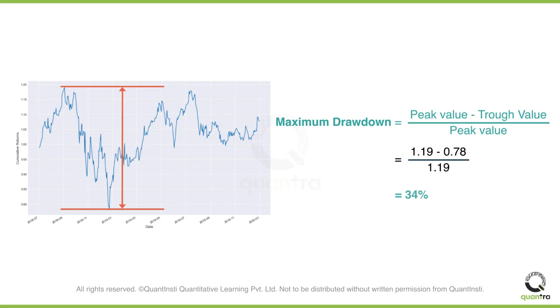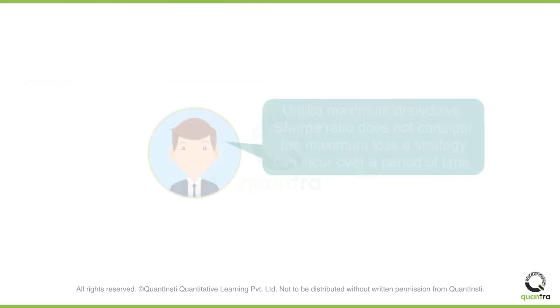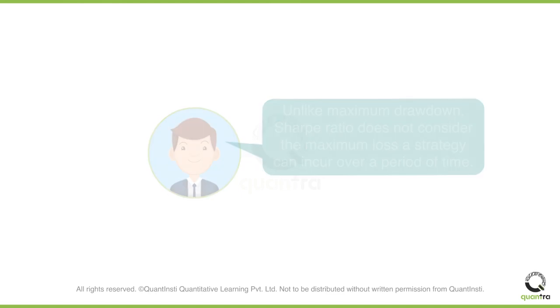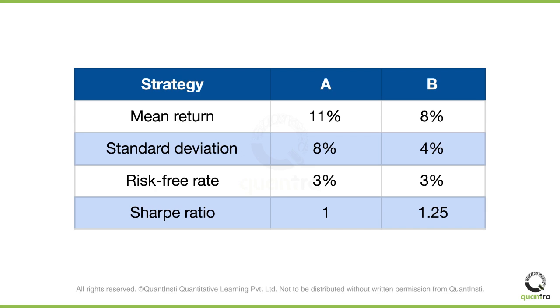Along with the Sharpe ratio, analyzing maximum drawdown is important, because the Sharpe ratio does not give any information about the maximum loss a strategy can incur. To explain this better, John further continues with the same example of strategies A and B, with the Sharpe ratio of 1 and 1.25, respectively. But this time, he introduces some new information.